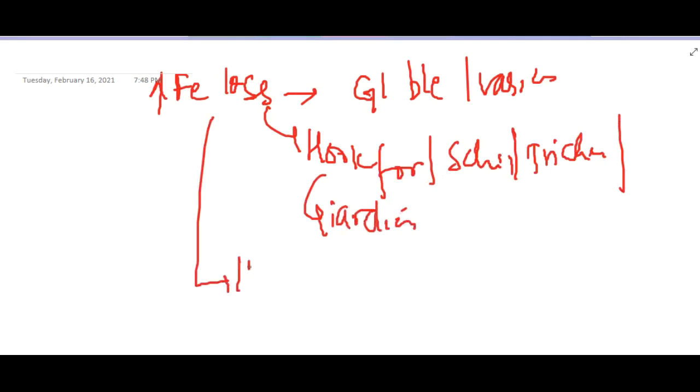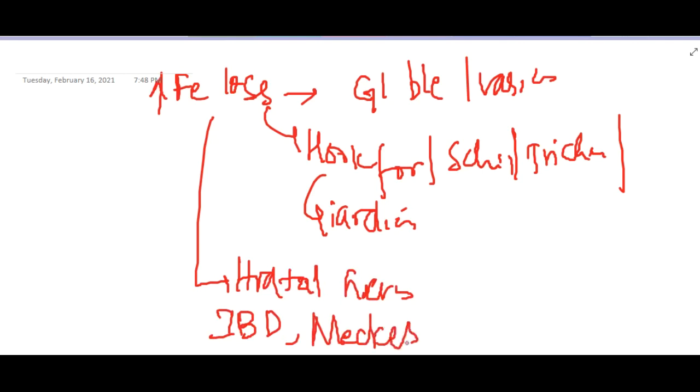This iron loss can also be due to hiatal hernia, inflammatory bowel disease, Meckel's diverticulum, or milk induced enteropathy, especially in infants.